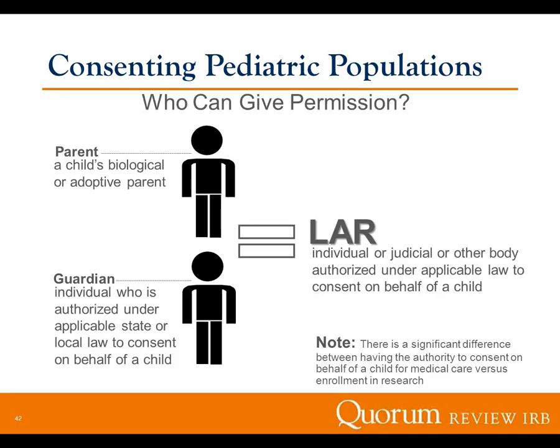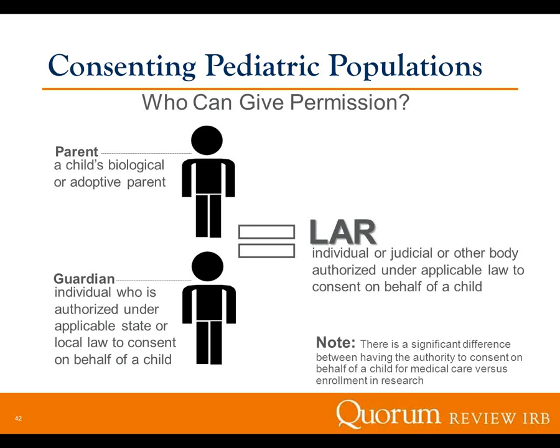One, we have parent. The federal regulations actually take the time and define this as a child's biological or adoptive parent. Clear enough. We also have the term guardian, an individual who is authorized under applicable state or local law to consent on behalf of a child.